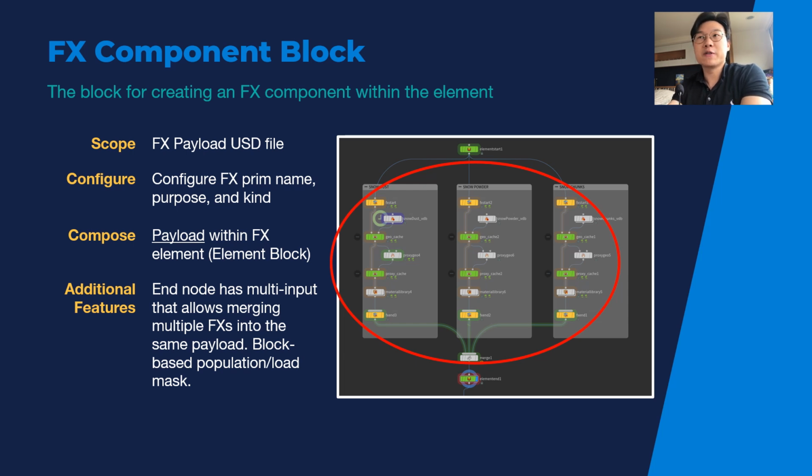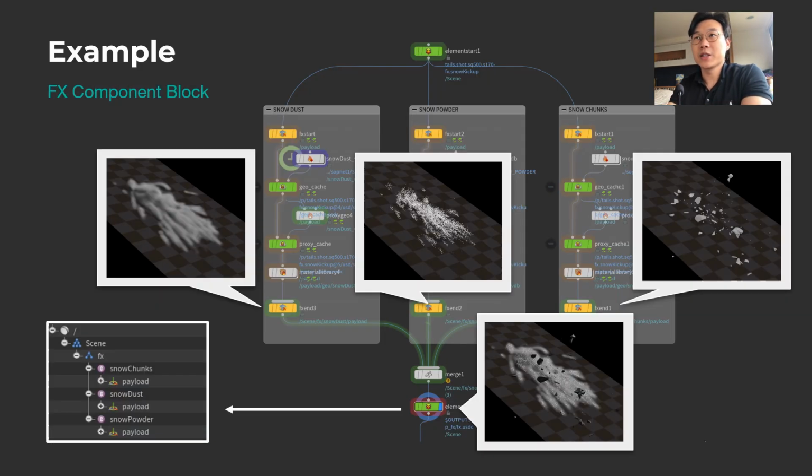We configured the primitives to follow standards established by the effects department, such as the primitive name, purpose, and kind. In this case, the composition for the end node is using the payload arc. And here's an example of using the component block. There are 3 blocks here, or 3 components: snow dust, snow powder, snow chunks.